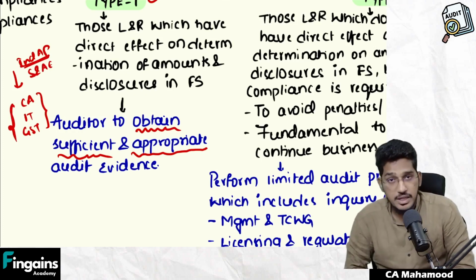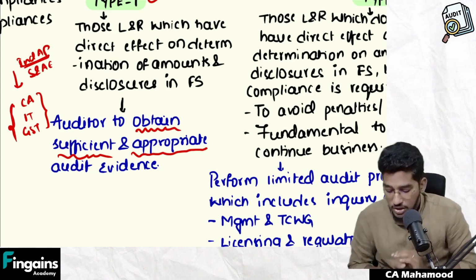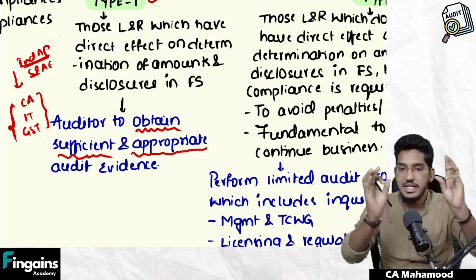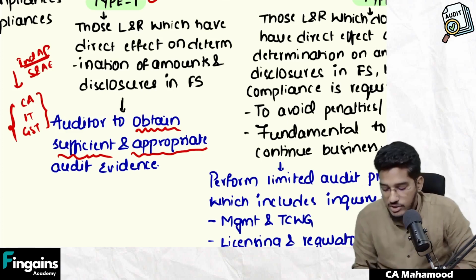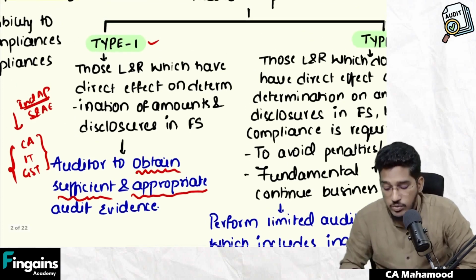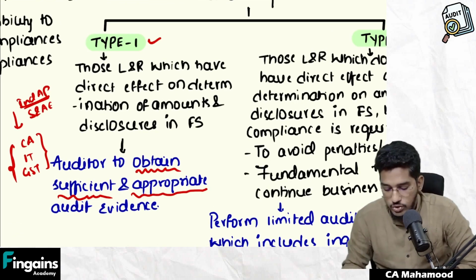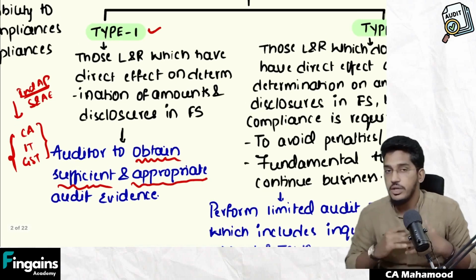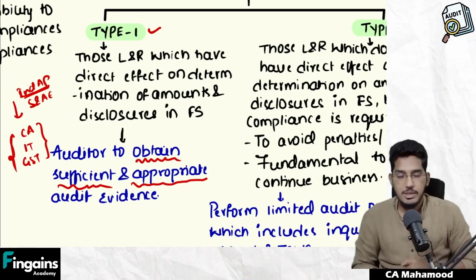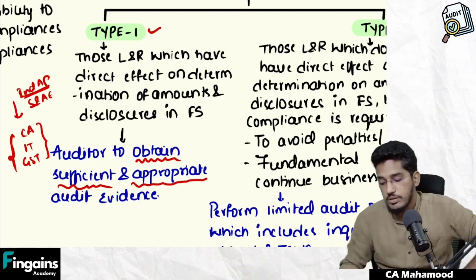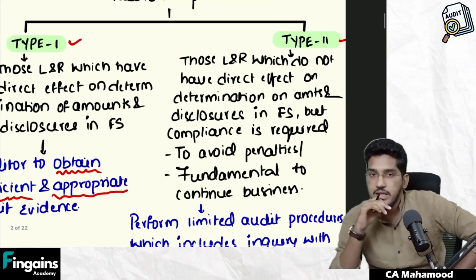Whether the type 1 laws and regulations are complied with or not, the auditor should perform in-depth audit procedures, treat it like any other item of the financial statements and try to obtain sufficient and appropriate audit evidence regarding compliance with type 1. Okay, sir, you told that regarding type 1 laws and regulations, the auditor will be more concerned. He will perform in-depth audit procedures. He will try to obtain sufficient and appropriate audit evidence whether type 1 laws and regulations are complied with or not. Sir, then what about type 2 laws and regulations?